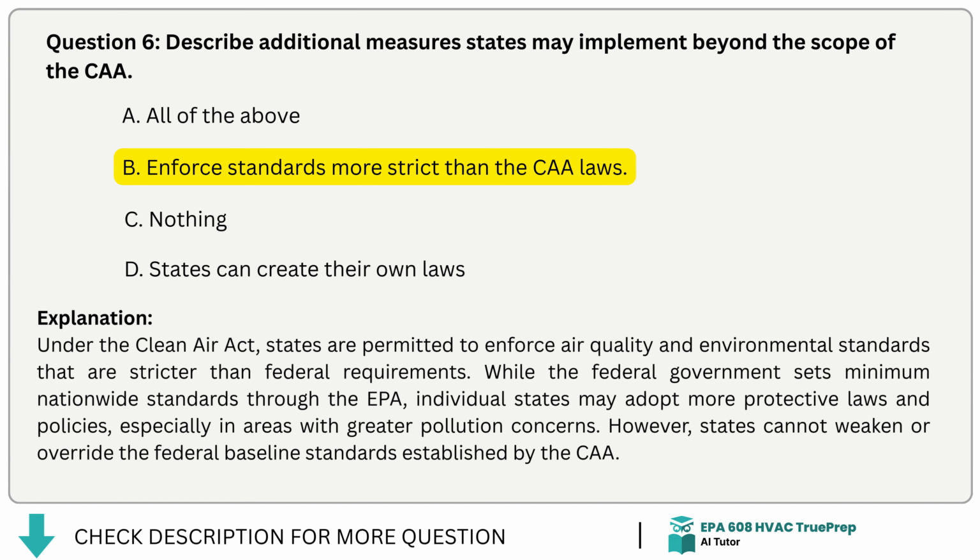Under the Clean Air Act, states are permitted to enforce air quality and environmental standards that are stricter than federal requirements. While the federal government sets minimum nationwide standards through the EPA, individual states may adopt more protective laws and policies, especially in areas with greater pollution concerns. However, states cannot weaken or override the federal baseline standards established by the CAA.